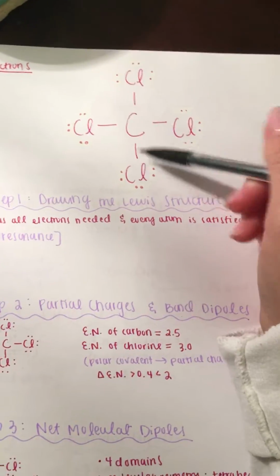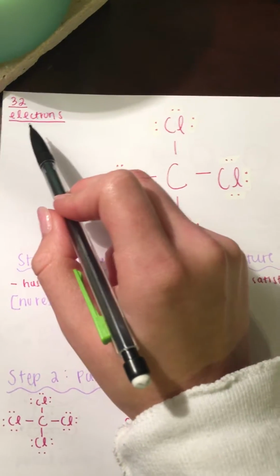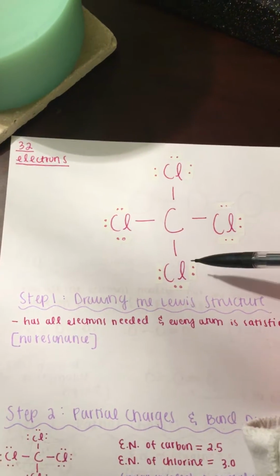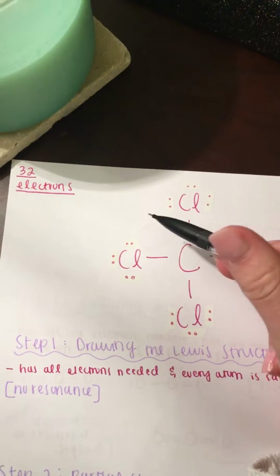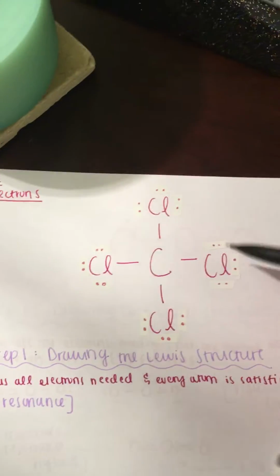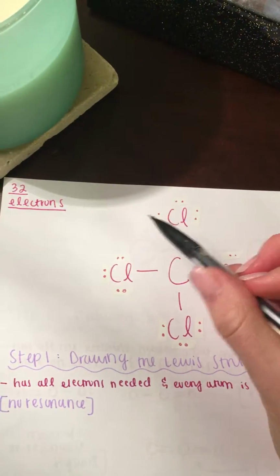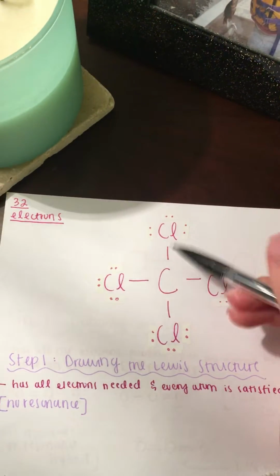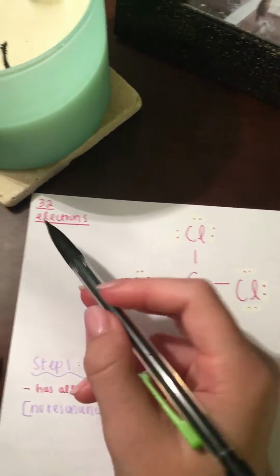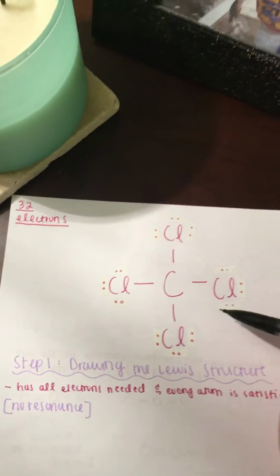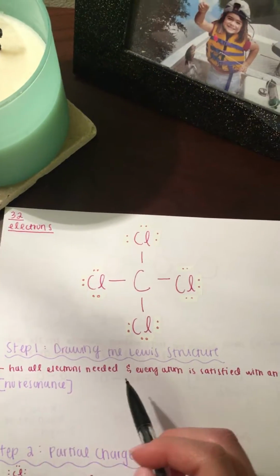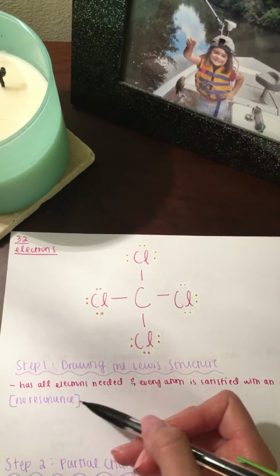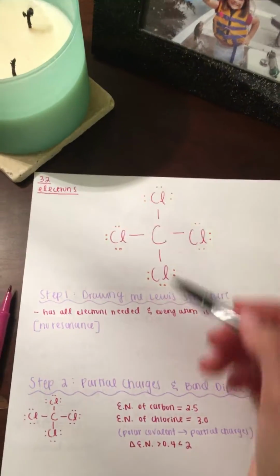We have carbon and 4 chlorines. We know that there's 32 electrons. Well, by calculating, there's 4 chlorines, which is 7 times 4, and carbon adds 4, which gives you 32. So we start by adding all the electrons on the outside. You have 1, 2, 3, 4, 5, 6, 7, 8, 9, 10, 11, 12, 13, 14, 15, 16 areas of electrons, times 2 gives you the 32 electrons you need. So we have all the electrons needed for every single atom to have an octet. It's satisfied, so there's no resonance because there are no double bonds.